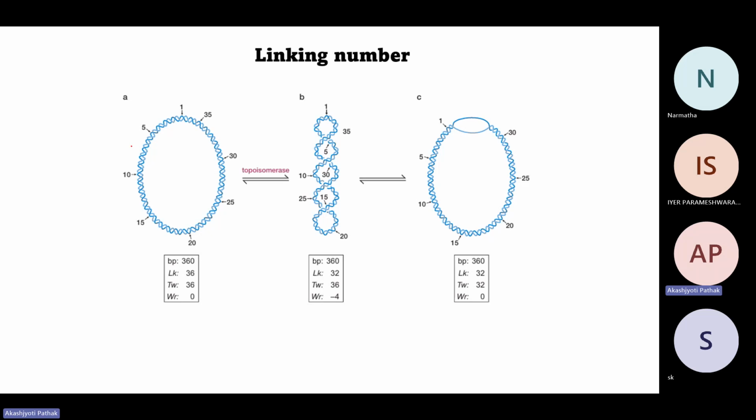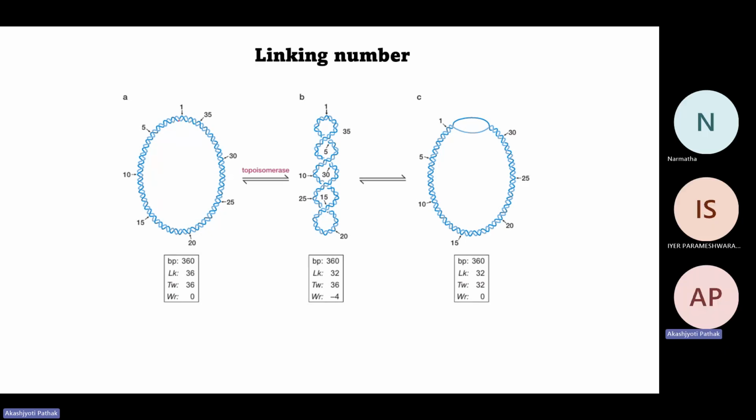So yes, this figure is what I was talking about. This is a covalently closed circular DNA. In this figure, they have considered an example where the number of base pairs in this DNA is 360. Now you can calculate the linking number of this DNA molecule because the number of base pairs is given. If you consider this is a B DNA with 10.5 base pairs per turn, then roughly the linking number will be 36.